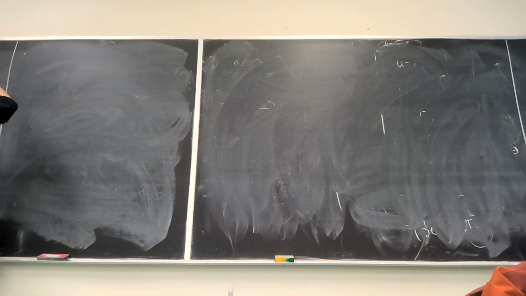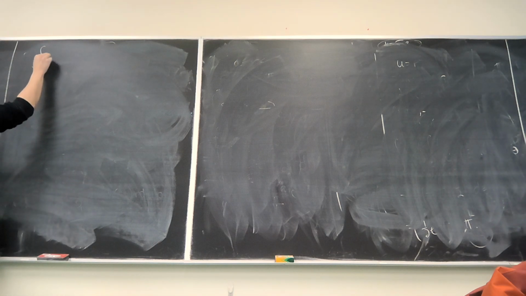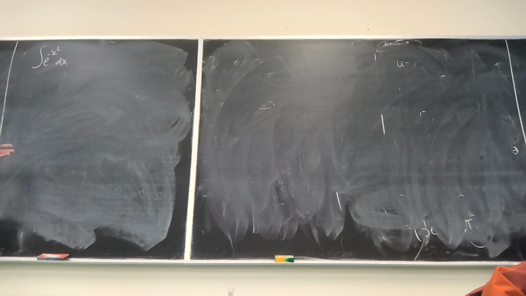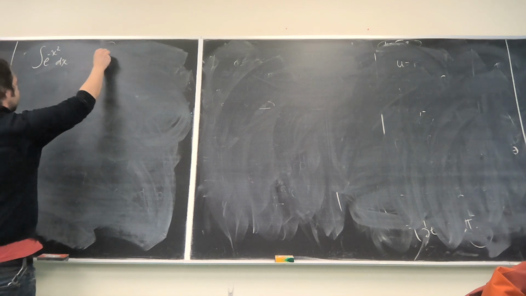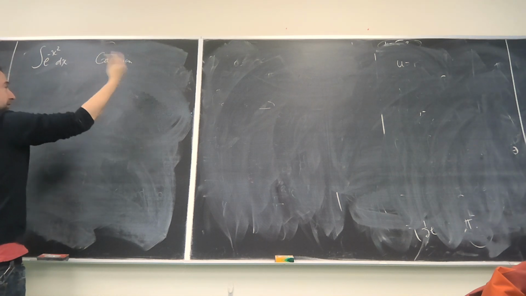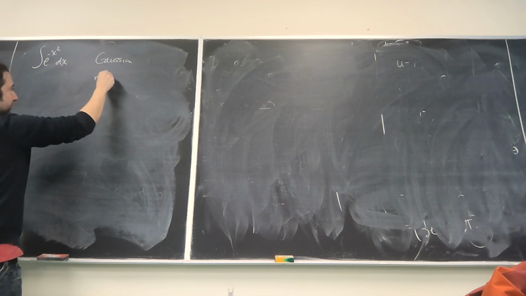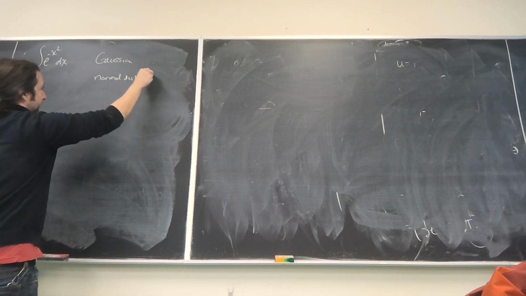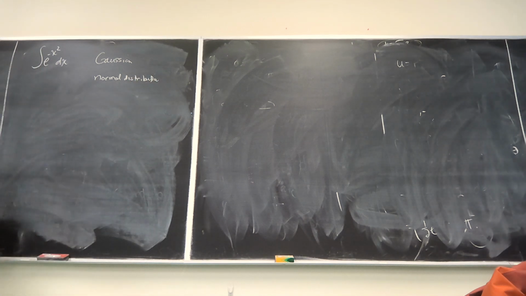So, we already talked about this guy, e to the minus x squared dx. And I noted that it doesn't have an elementary antiderivative, which is frickin' obnoxious because that function is basically the heart of all of statistics. This is called the Gaussian function, or its more common name is the normal distribution. Or at least a normalized version of it.